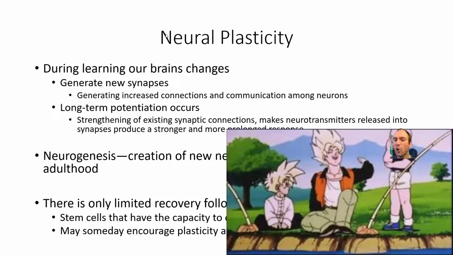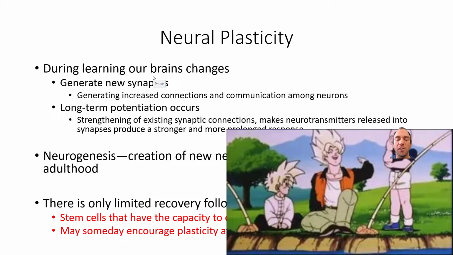Also, something called long-term potentiation occurs. That is, it strengthens already existing synaptic connections. It makes neurotransmitters release into the synaptic cleft, producing a stronger and more prolonged response. So we have two processes here. We're generating new connections, new synapses, but we're also strengthening the connections that already occurred. There's also something called neurogenesis, which is the creation of new neurons, which occurs during adulthood. It used to be thought that you're only born with a certain amount of neurons, and those are what you have for basically your entire life. But now the scientific consensus is that you can potentially produce new neurons across the lifespan.